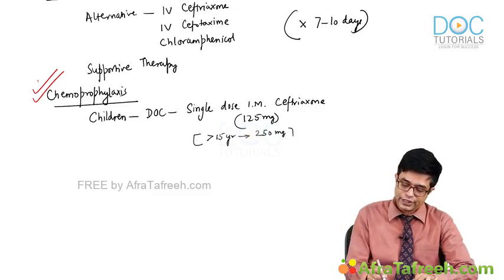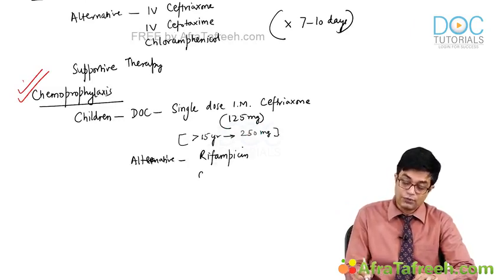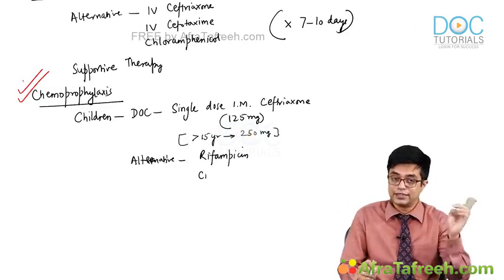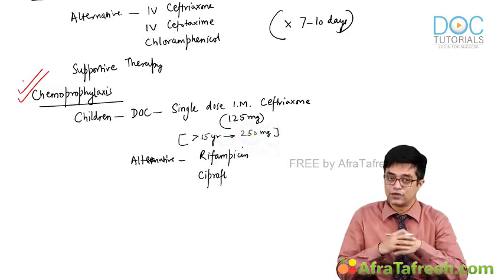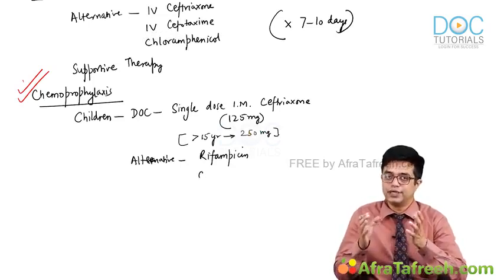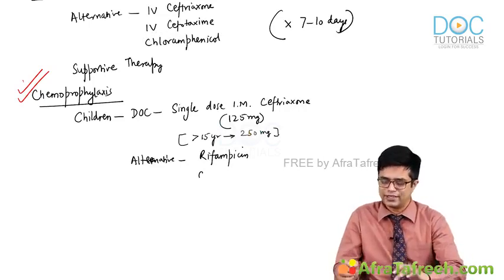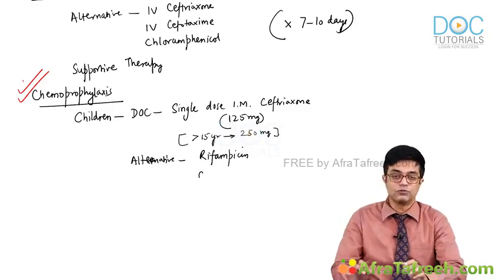And alternatives in children are rifampicin as well as ciprofloxacin. WHO latest guidelines say that in adults, ciprofloxacin is the drug of choice, ceftriaxone being an alternative. Rifampicin is not popular anymore in adults. That is regarding medicine, so I am not writing it down because we are talking only about children here. So this is regarding chemoprophylaxis.